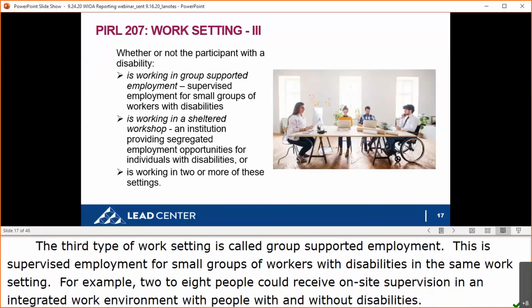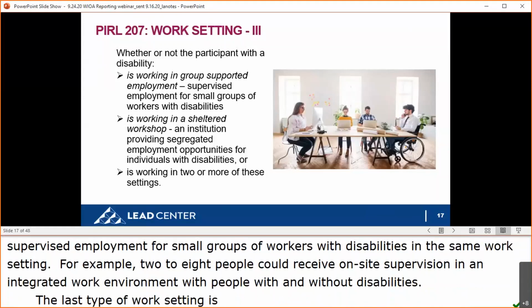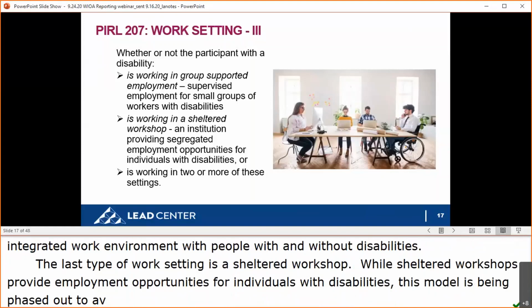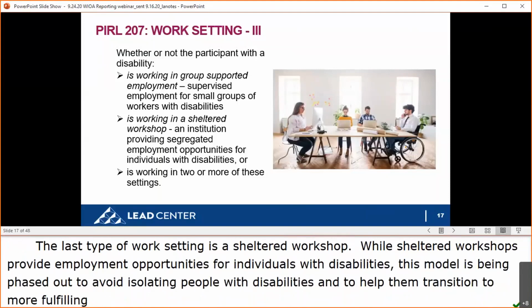The last type of work setting is a sheltered workshop. While sheltered workshops provide employment opportunities for individuals with disabilities, this model is being phased out to avoid isolating people with disabilities and to help them transition to more fulfilling employment. It's actually being replaced with home and community-based services, the HCBS services I discussed earlier.